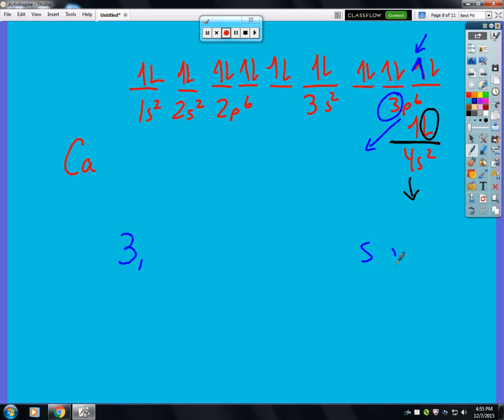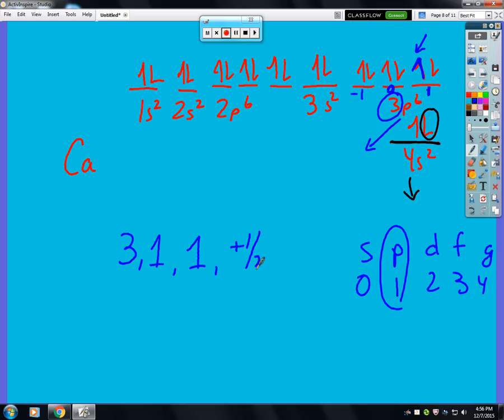So what is that? S, P, D, F, G. 0, like a sphere. 1, 2, 3, 4. So I'm here, aren't I? So that's 1. What spot am I on? This is the 0 spot always. This is minus 1 and this is 1. So it's going to be 1. How's it spinning? Up, positive 1/2.